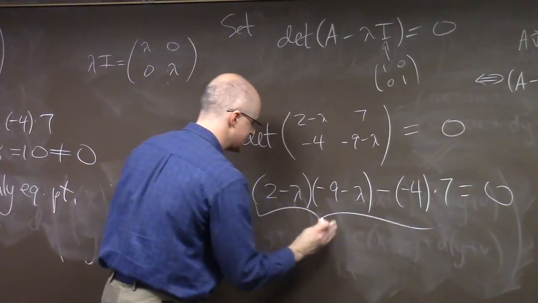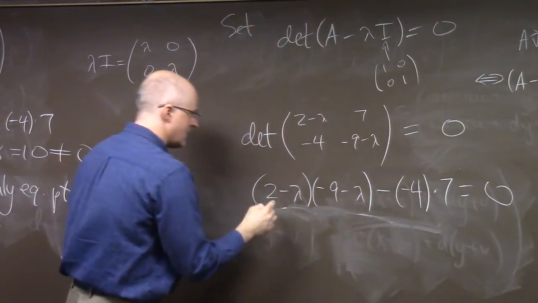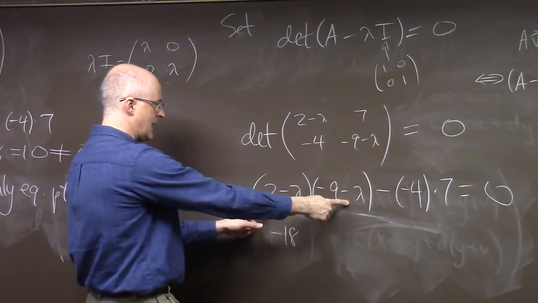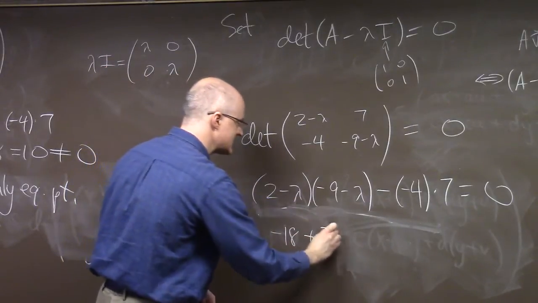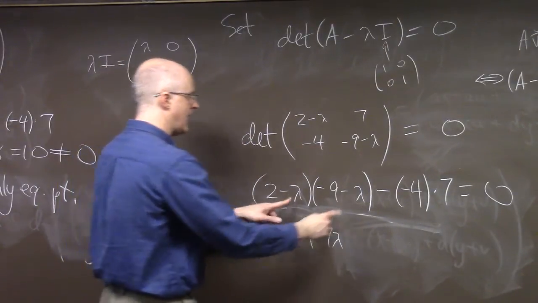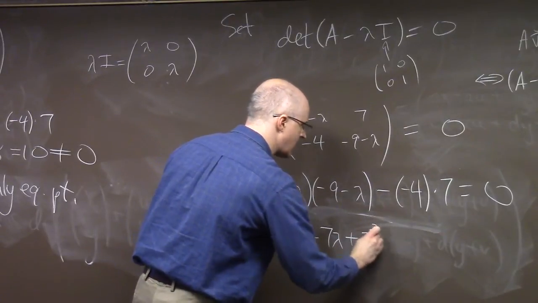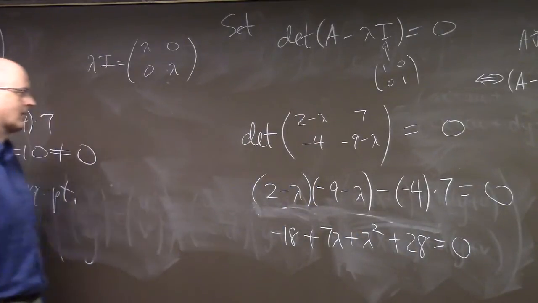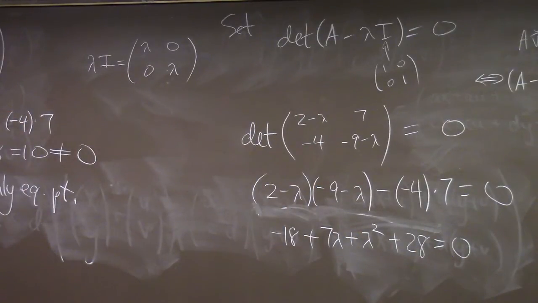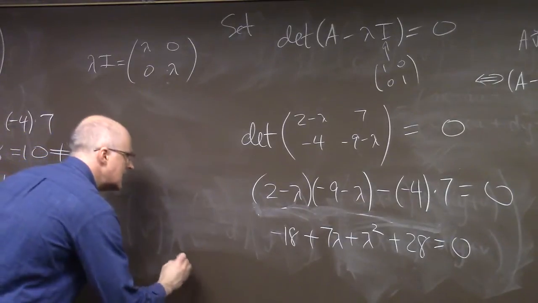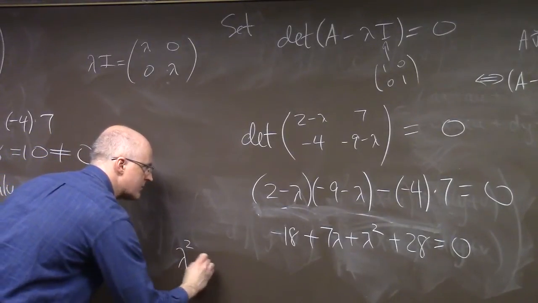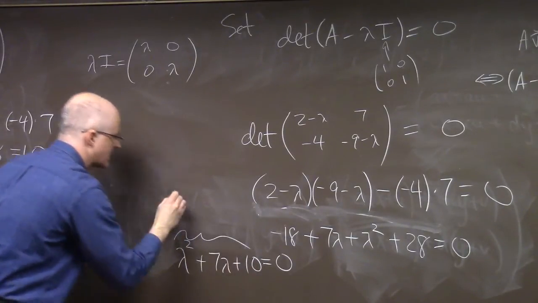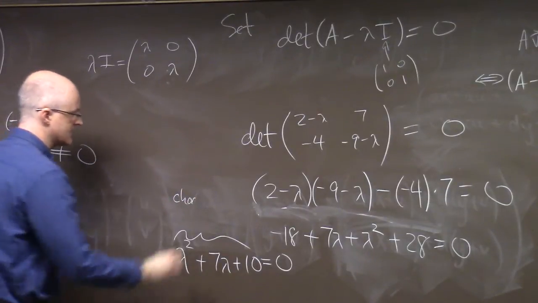This thing, well, let's simplify it first. Multiply this out, you get negative 18, let's see, minus 2 lambda plus 9 lambda is plus 7 lambda. Minus lambda times minus lambda is plus lambda squared. Don't forget about this other term. Look good? So we simplify that a bit, we get lambda squared plus 7 lambda plus 10 equals 0. This thing right here, that's called the characteristic polynomial of the matrix.